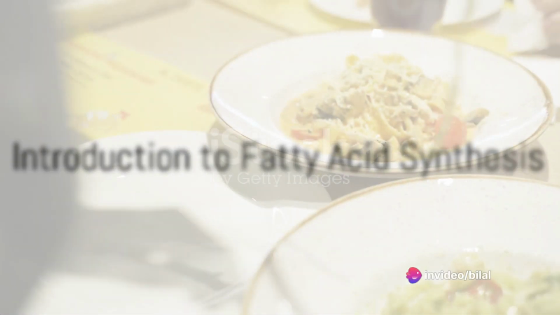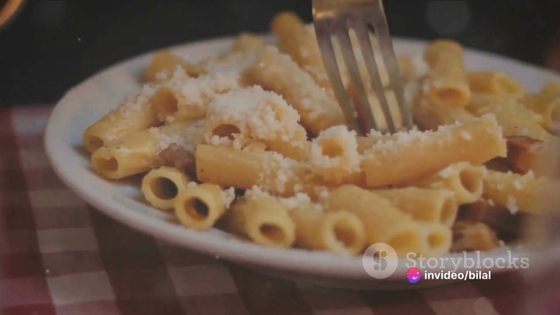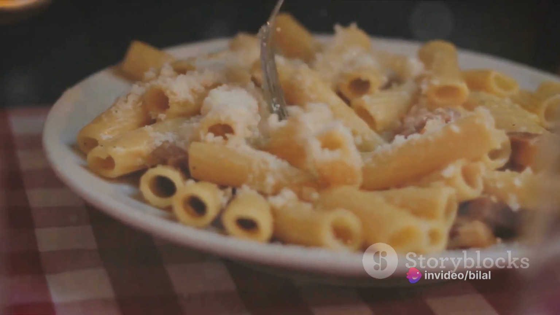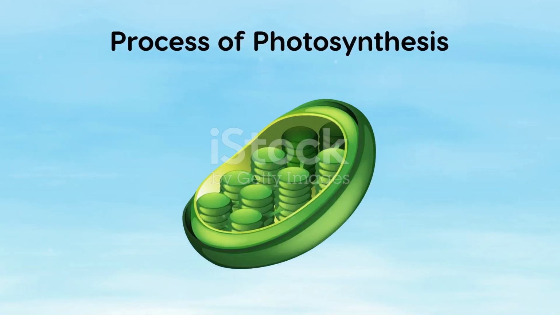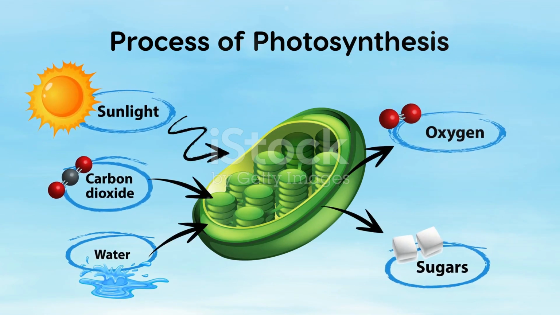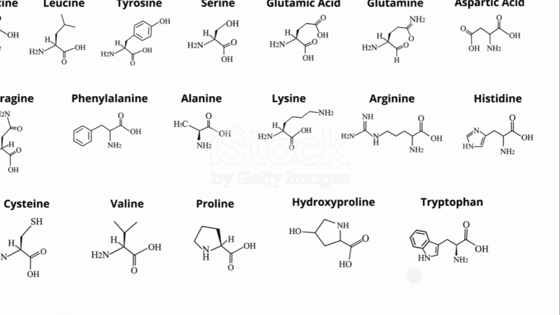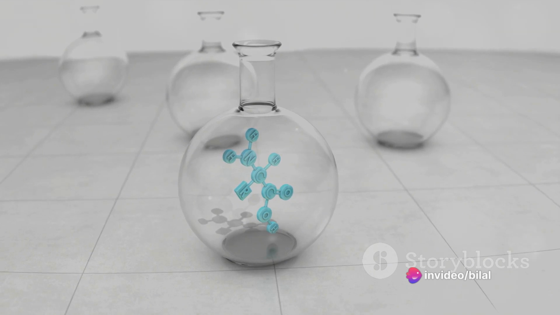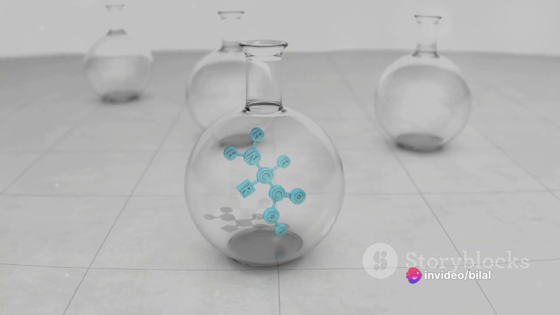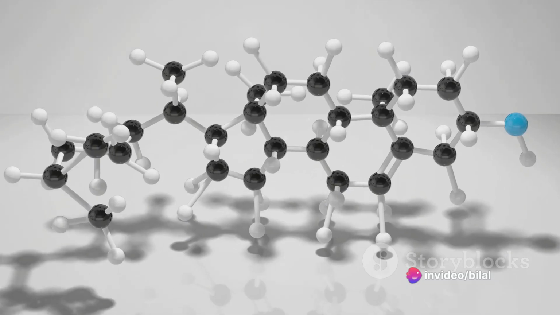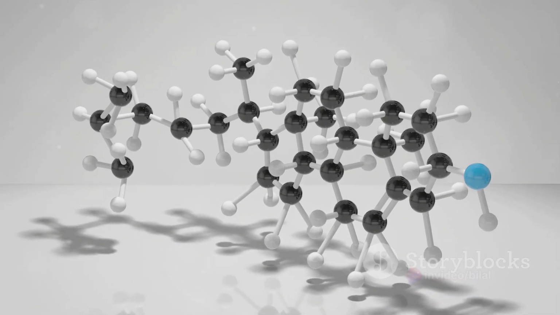Have you ever wondered how the body transforms those extra helpings of pasta or that second slice of cake into stored energy? The answer lies in a fascinating process known as fatty acid synthesis. This process is the body's way of converting excess dietary carbohydrates and amino acids into fatty acids, which are then stored as triglycerides or TG.